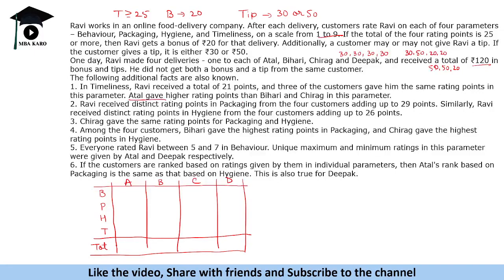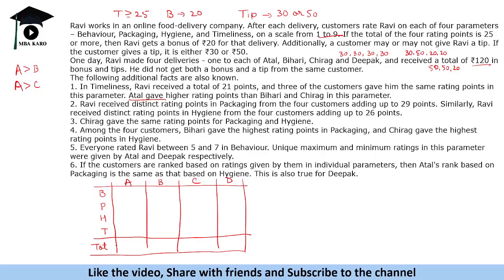Atal gave higher rating than Bihari and Chirag. Atal gave higher than Bihari, Atal gave higher than Chirag. So that means that Atal must have given that unique rating. So three same, one unique. B and C cannot be unique, because Atal gave higher rating points, so Atal will have the unique one. We cannot have Bihari and Chirag having this unique rating because Atal is higher value. So we have one unique, and either one will be higher or the others will be lower.